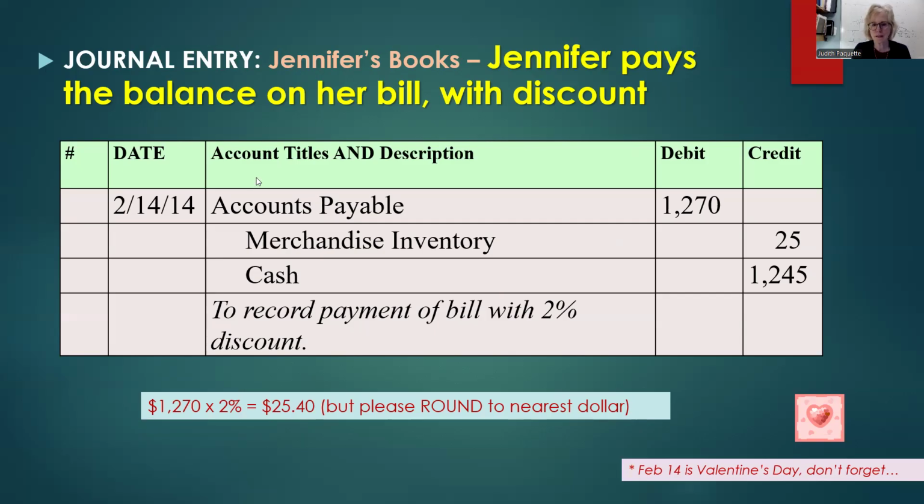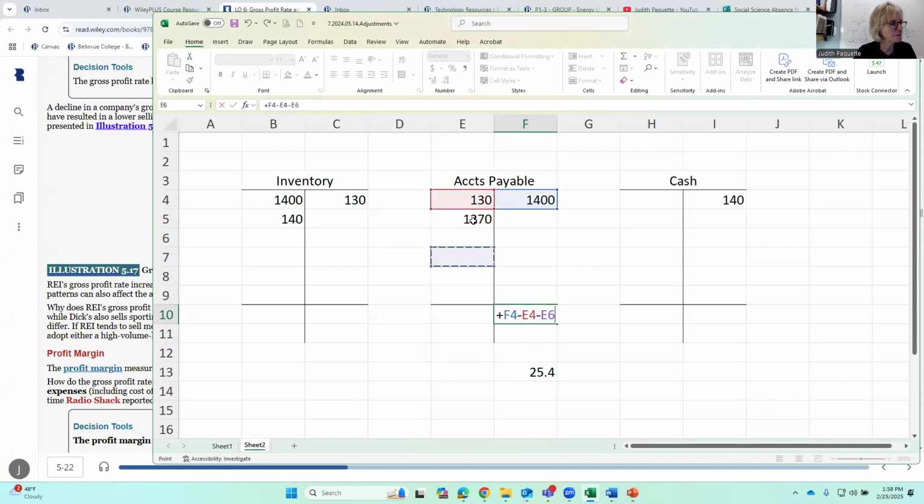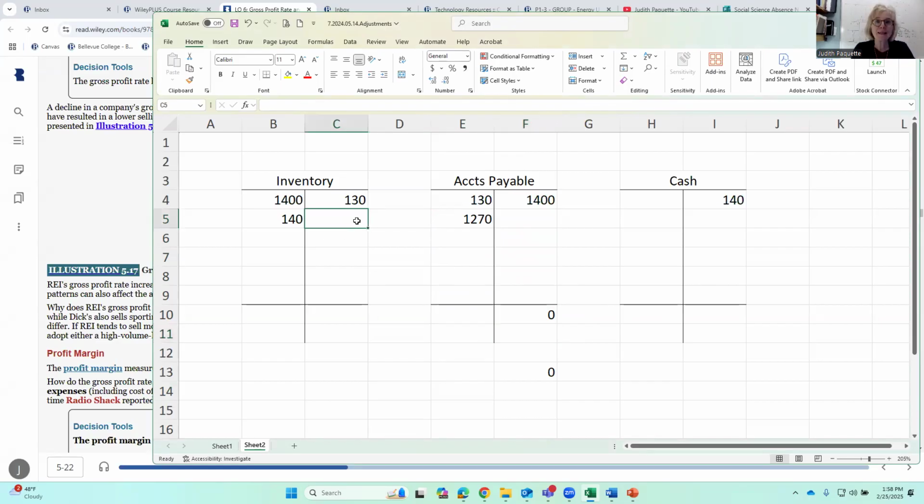Okay, so let's post this last journal entry. So now we're going to say 1,270. And this new balance is going to be plus 1,400 minus 130 minus 1,270. So that invoice doesn't owe any more money. And then our merchandise inventory cost is again going to be reduced by $25.